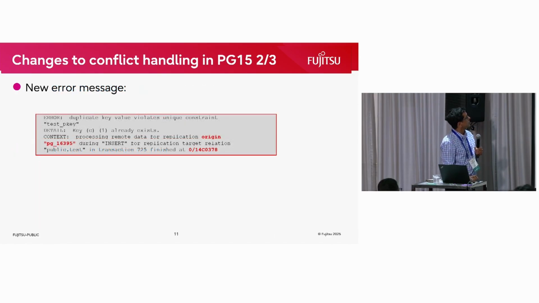Another major improvement is improving the error logs. Right now, new information such as the origin or the node ID from which the conflict originated, as well as the finish LSN of the conflicting transaction, is now logged in the error message. So that was the improvement.